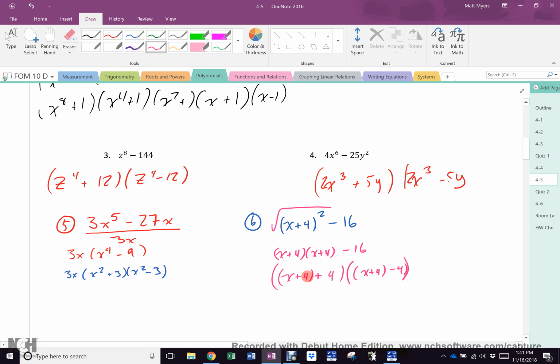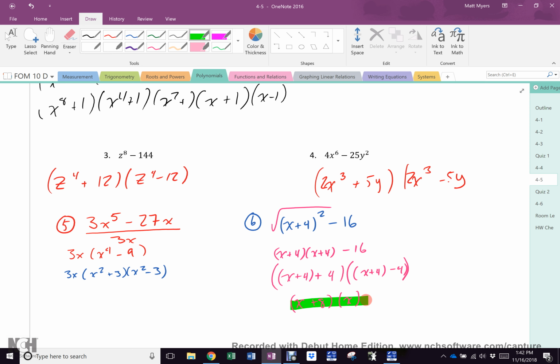Now, don't I see like terms? So what's this? X, not squared. 4 plus 4, guys. 8. X plus 8. And 4 minus 4? X. X. And that is the finished product there. Does everybody see why? Yeah.